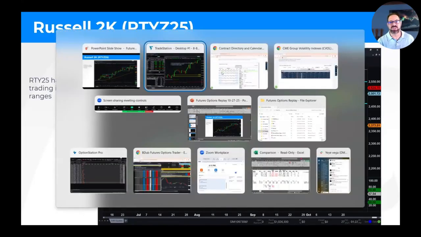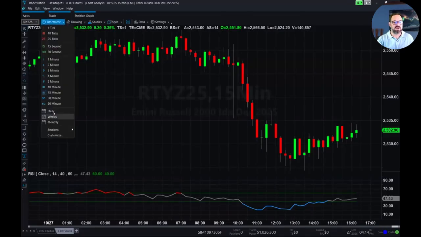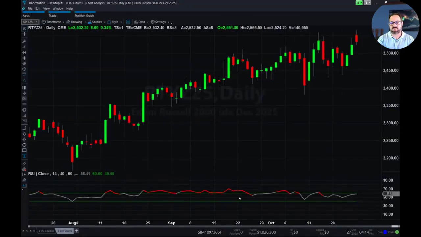So if I look at the actual Russell right now, and this is the NASDAQ, I know I'm going to switch it, and we need the daily chart. There, that's set on 60-40 right now. That's what I usually look at. Overall, we are bullish, but again, we have lost momentum.